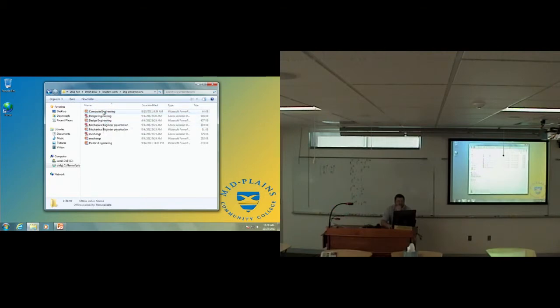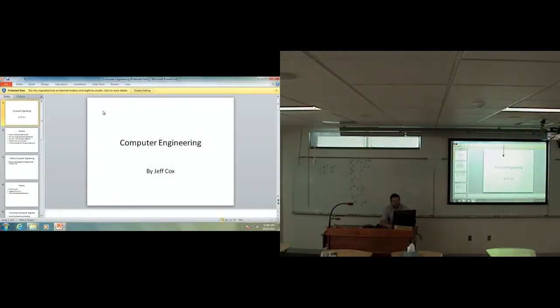Okay, let's take a look and see what we can find. What I'm going to do is show you several different presentations. I'll point out things that are good, I'll point out things that aren't so good, and then you can use them as starting points. So here is an engineering slideshow about computer engineering, where this student is just trying to explain what computer engineering is about.